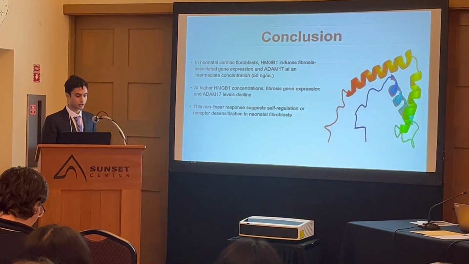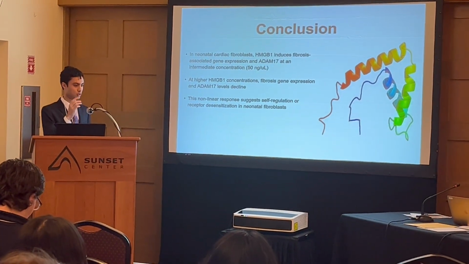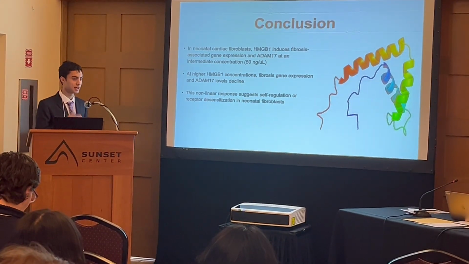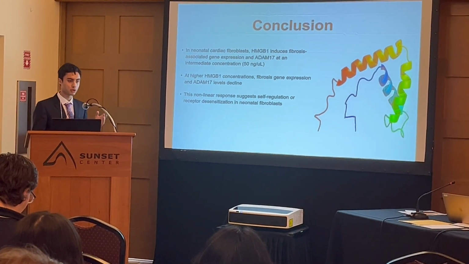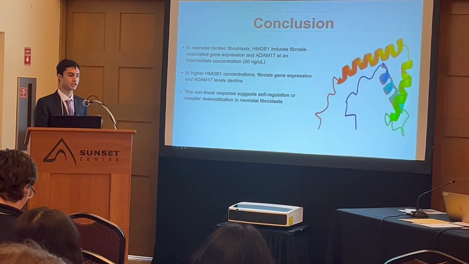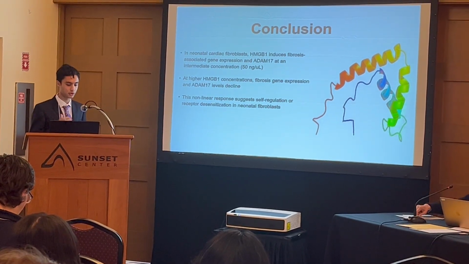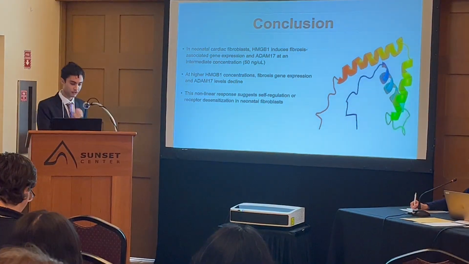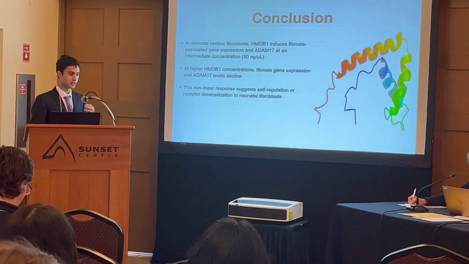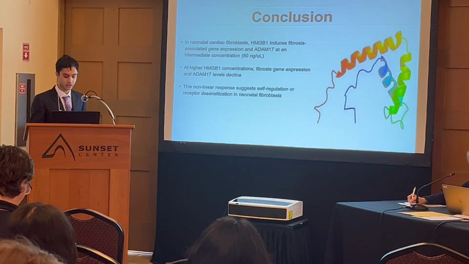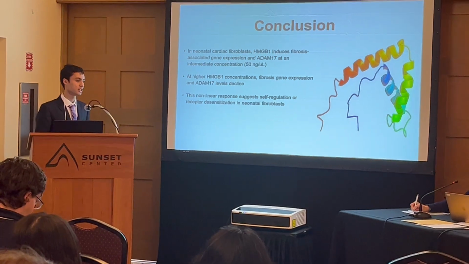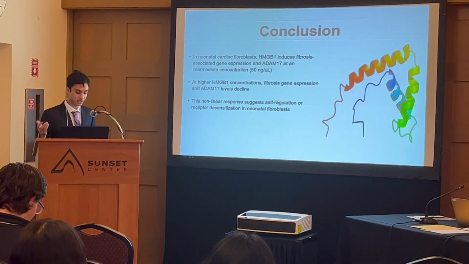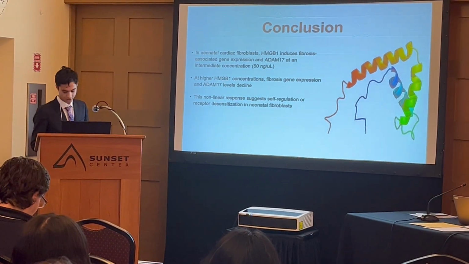So in conclusion, we see that there's a nonlinear response to increasing levels of HMGB1 in both fibrosis gene expression and ADAM17 protein levels. This intermediate concentration is 50 nanograms per microliter. This nonlinear response could potentially suggest that there's some self-regulation or receptor desensitization in neonatal fibroblasts.